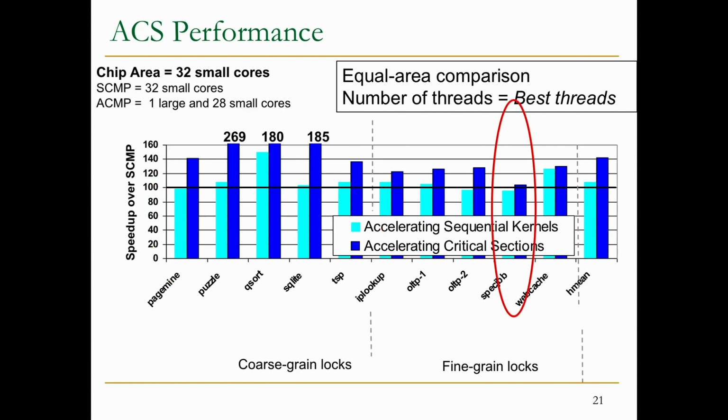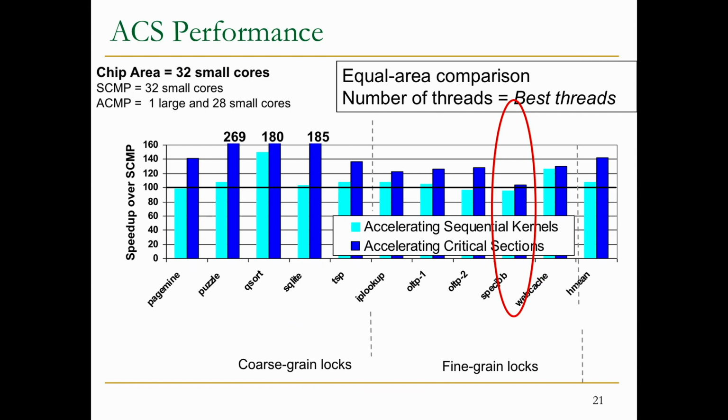We call these fine-grained locks. So people try to optimize them more. Maybe they could do even better. As you can see, we still get significant speedup, around 20%, for example, in these online transaction processing workloads. Essentially, you get significant performance benefit from accelerating critical sections.